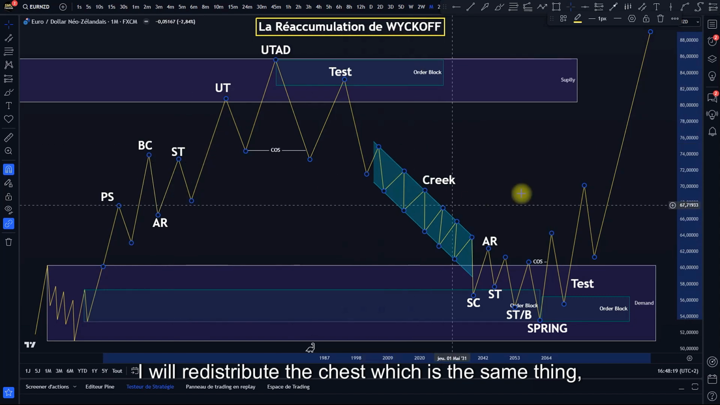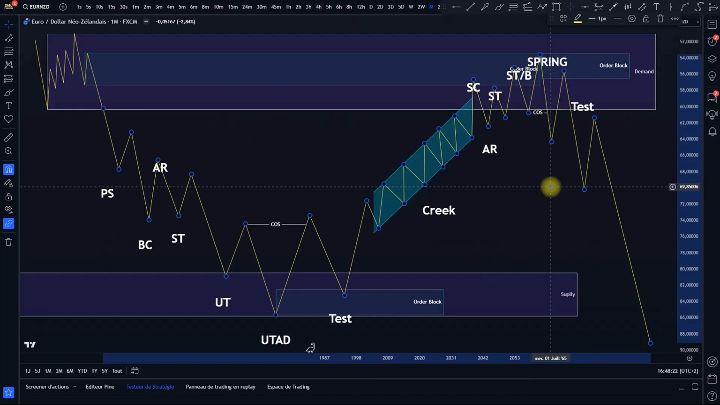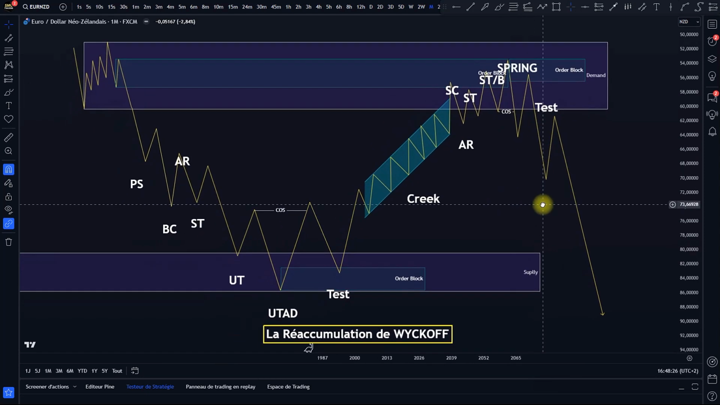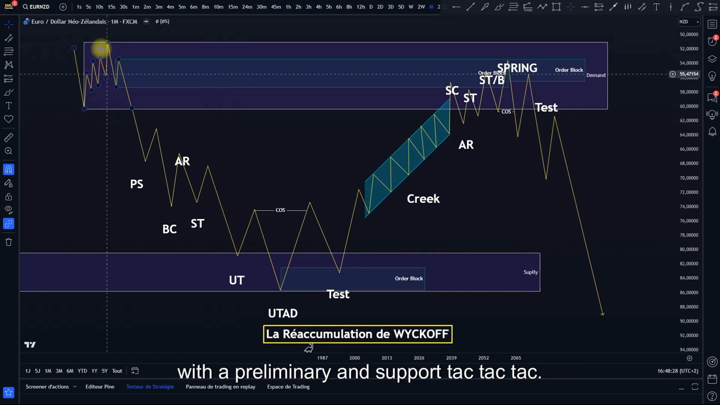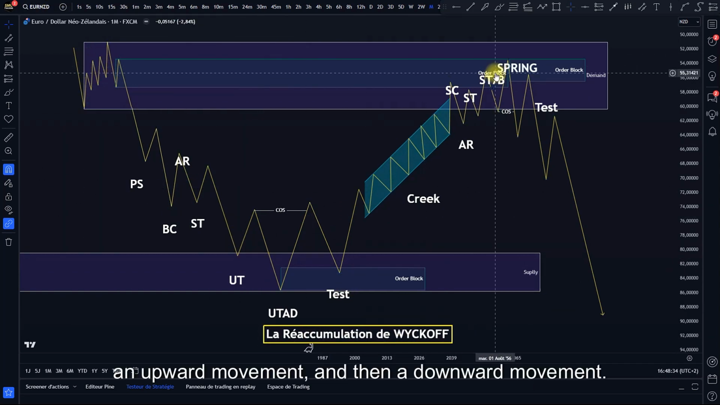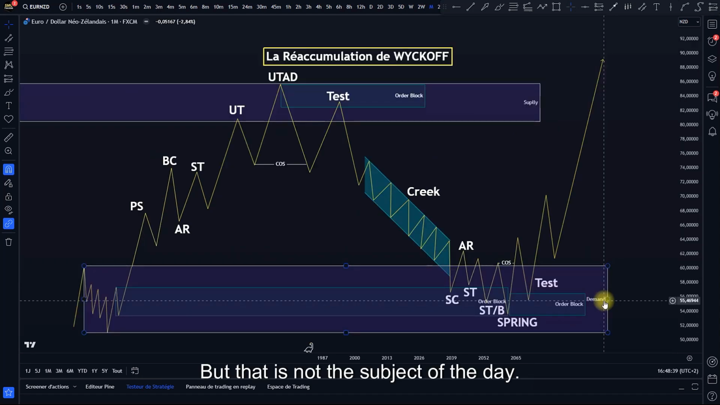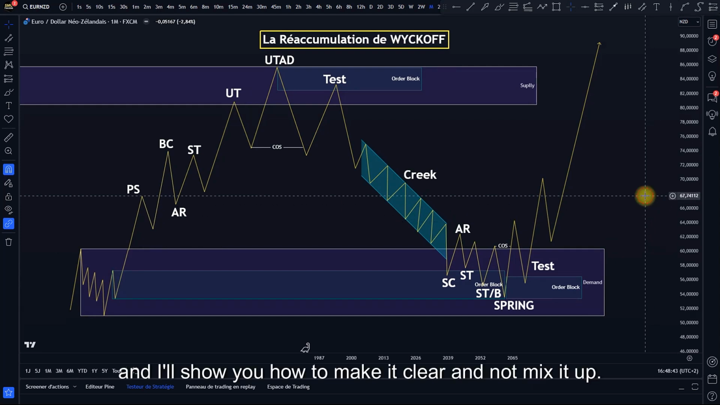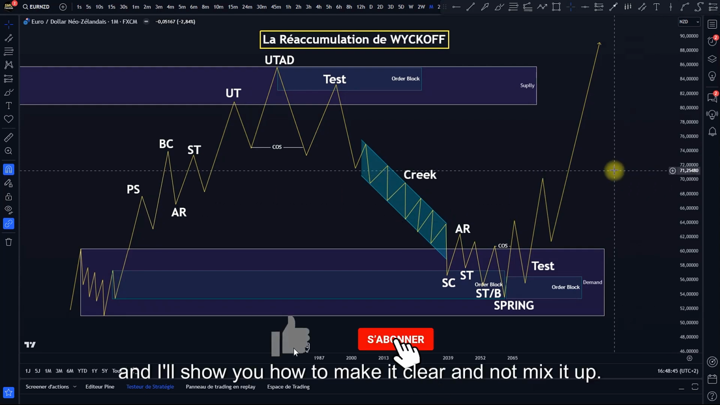I will do the Wyckoff redistribution, which is the same thing, but in the opposite sense. In redistribution, with a preliminary support, tack, tack, tack. So we first have a downward movement, an upward movement, and then a downward movement. But that is not the subject of the day. We'll do that in another video, and I'll show you how to make it clear and not mix it up.